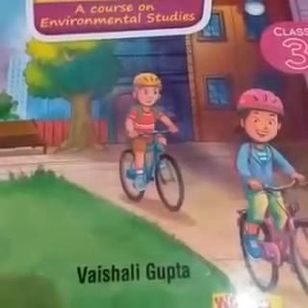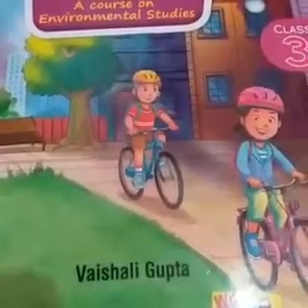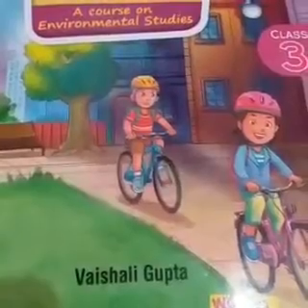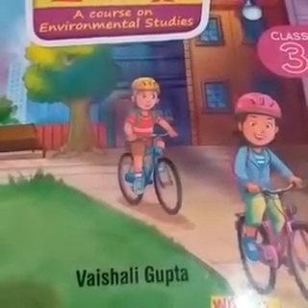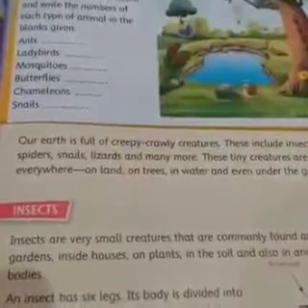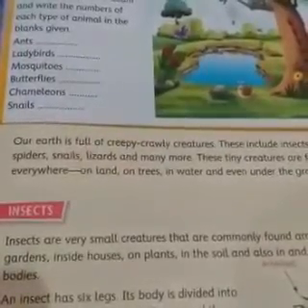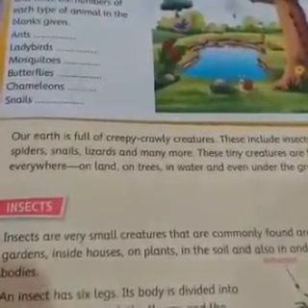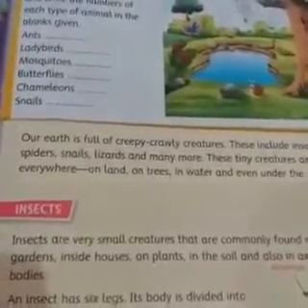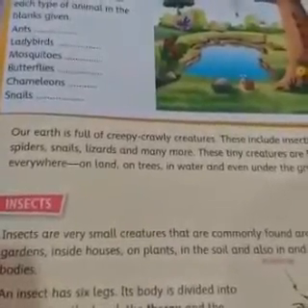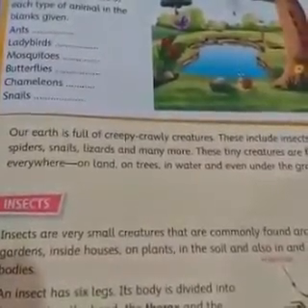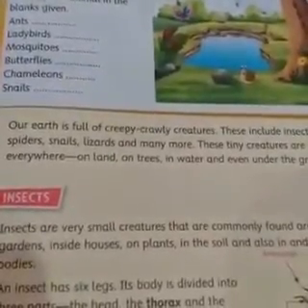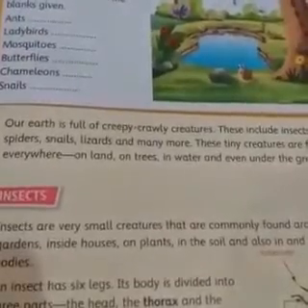Today we are going to learn something about insects. So, you will open up your EVS book, chapter number 8, that is our creepy crawly friends. Insects are the largest animal group found on the earth. There are different types of insects. Can you name some insects? Yes, housefly, honeybee, butterfly, mosquitoes, etc.